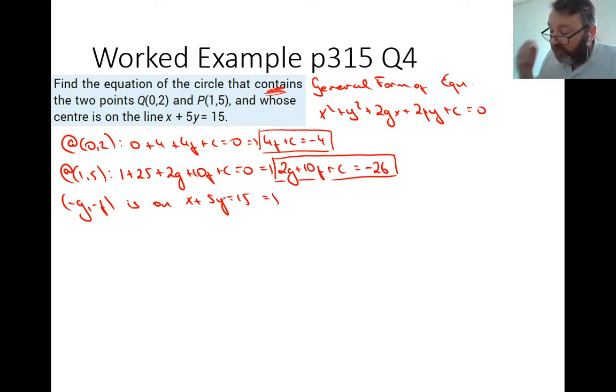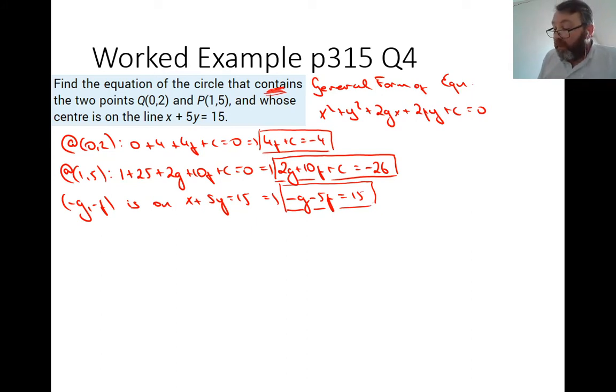And here's what we're going to get. Minus g goes in for x, so it gives me minus g, minus f goes in for y, so that's minus 5f is equal to 15. And guess what? There's my third equation. So now I have exactly what I set out to do. I've got 3 equations.